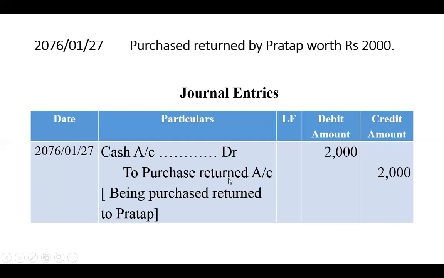So when you return the purchased goods, what will happen? You need to write down that amount. You need to write down the cash in the debit side. So cash account DR to purchase return account. Okay, 2,000. So being purchase return to Pratap. In this way we need to write it down. So cash account DR to purchase return account.